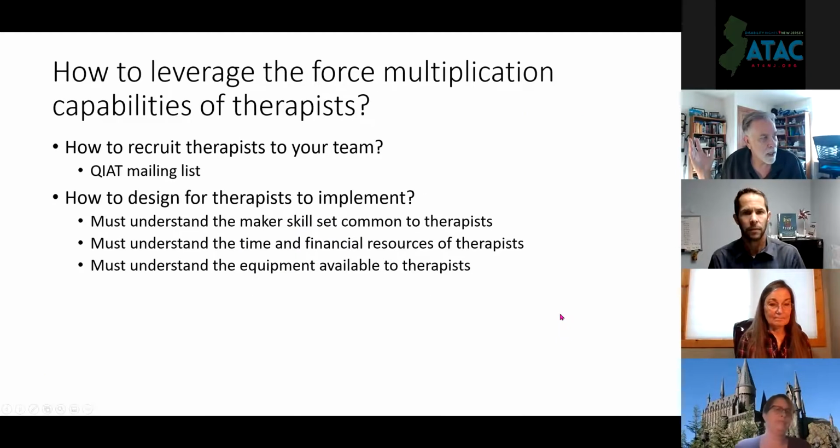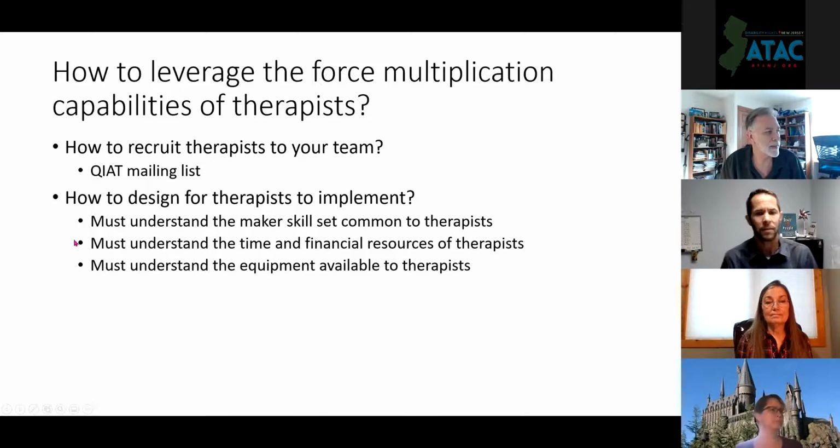So with that in mind, this is where I wanted to focus folks last month. How do you get this information? If you want to design for therapists, how do you get this information? And that's it for me.